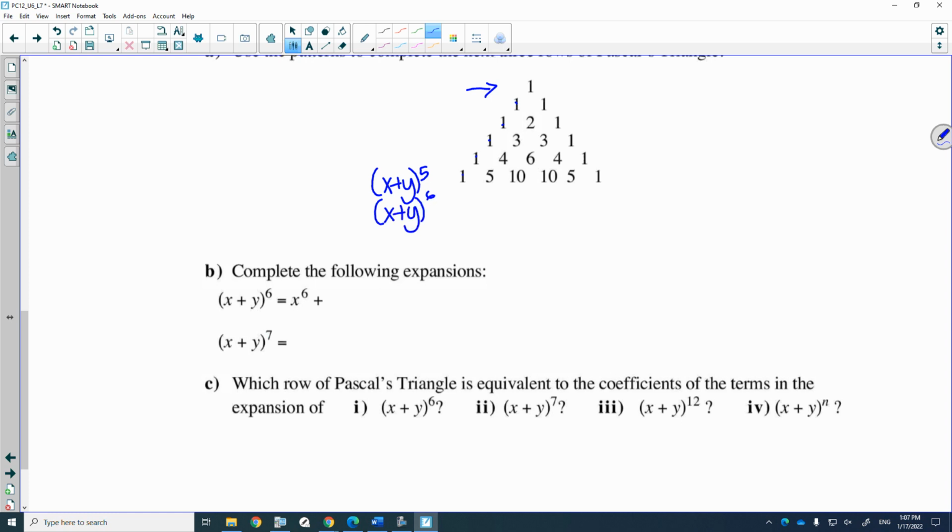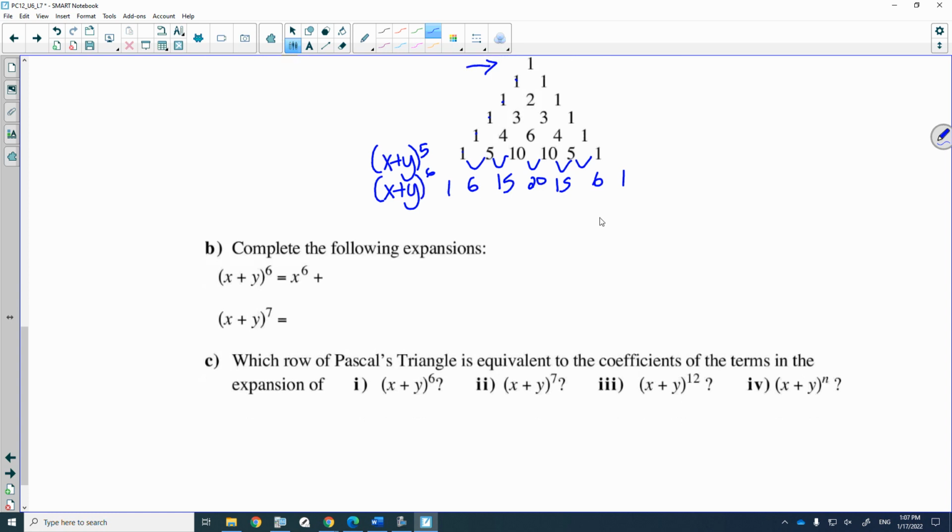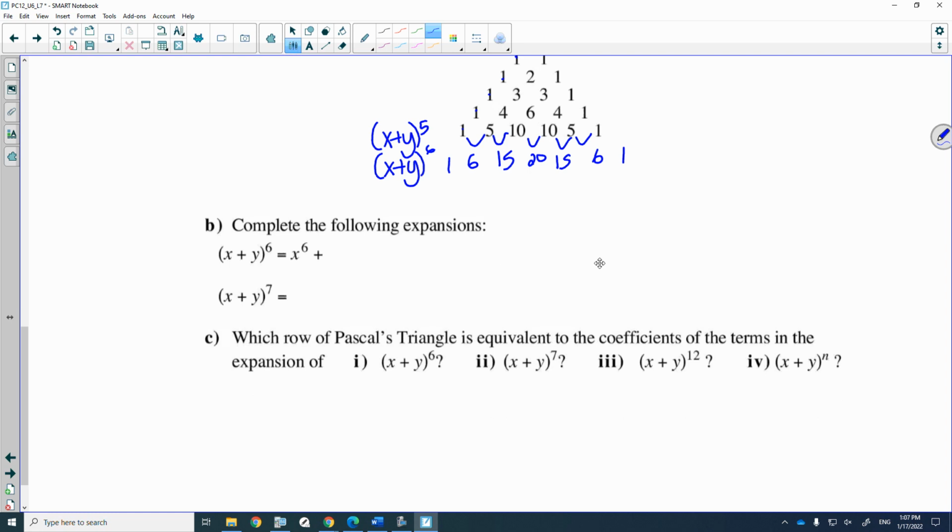That's got to have 7 terms. The outer terms are 1. This will give me a 6, and because it's symmetrical, that's going to be a 6. This gives me 15, and that is going to be 15, and then we've got a 20. So x plus y to the power of 6 must have 7 terms: 1, 2, 3, 4, 5, 6, 7. It's going to start with an x to the 6 plus, we're going to have a 6, a 15, a 20. These are our coefficients. We're going to have a 15, a 6, and a 1.